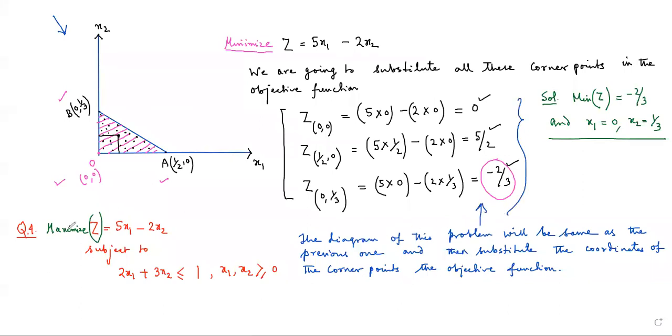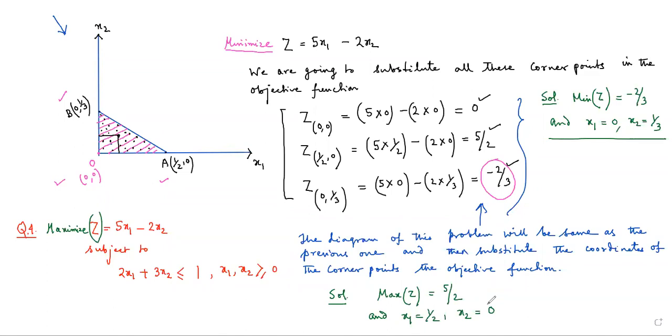Now, since this problem is a maximization type of problem, what is the maximum value here? 5/2. For this reason, the solution of the problem will be the maximum value of Z will be 5/2, and x1 is half and x2 is 0.